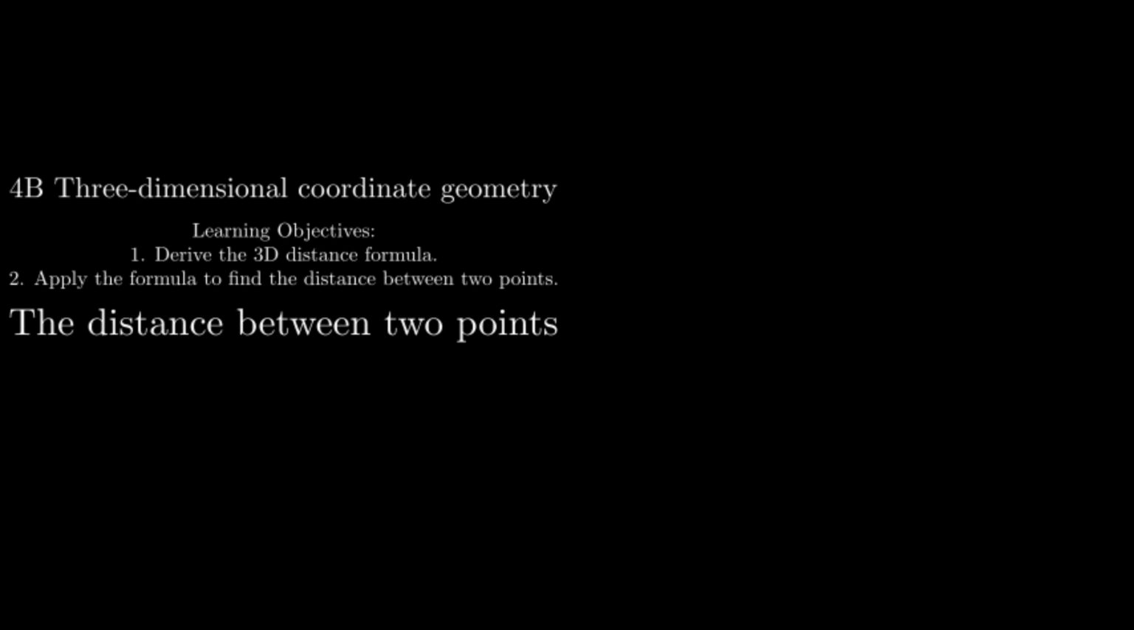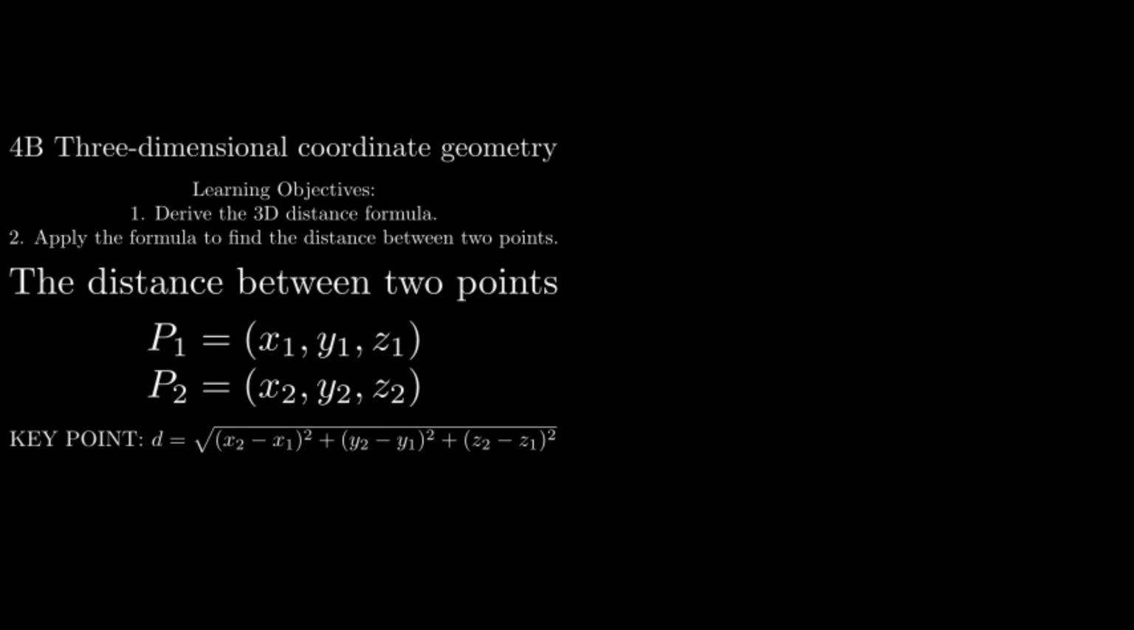Imagine we have 2 points in space. Let's call them P1 and P2. These points have coordinates x1, y1, z1, and x2, y2, z2. The distance, d, between these 2 points is given by a formula that looks very similar to the 2D version. The formula is the square root of the sum of the squares of the differences in each coordinate. Notice we've simply added a term for the z-axis.